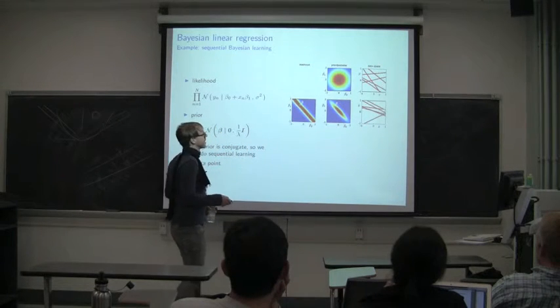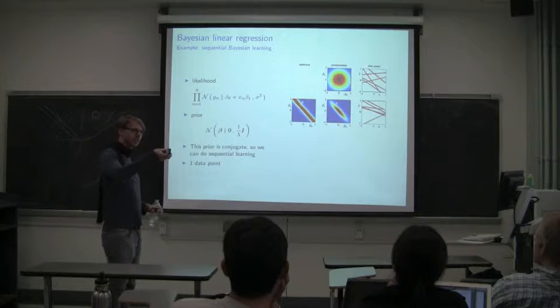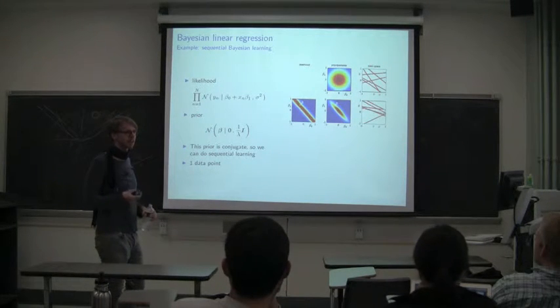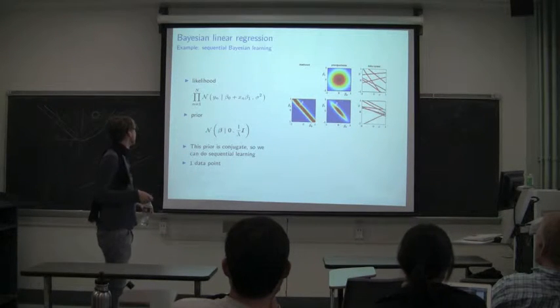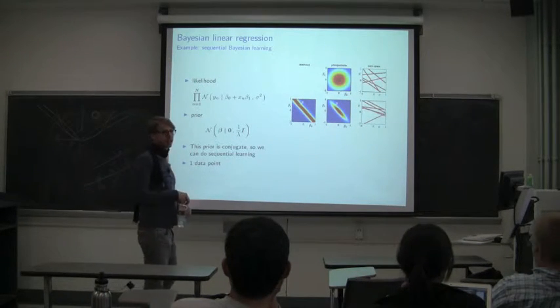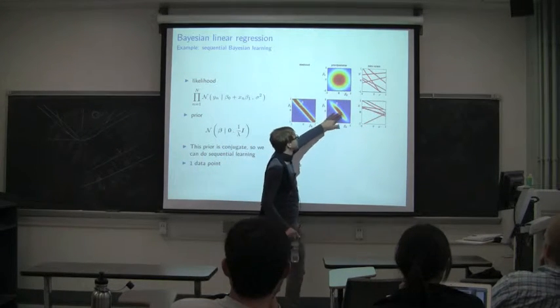So we're using this conjugate idea in order to come up with sequential learning, where we just update the posterior in each step. So we're giving it one data point at a time and then relearning. After one data point, this is our posterior.